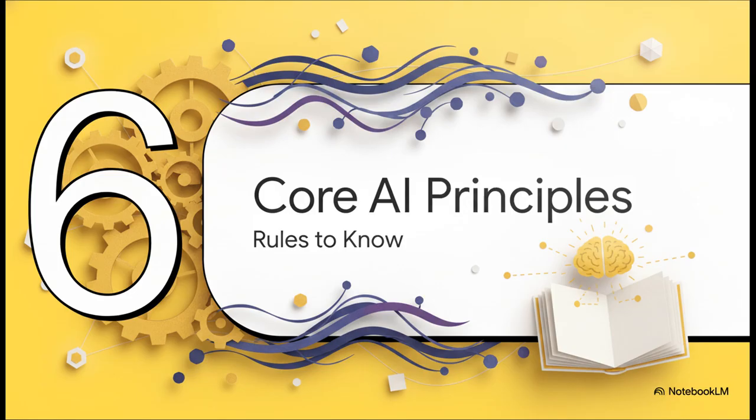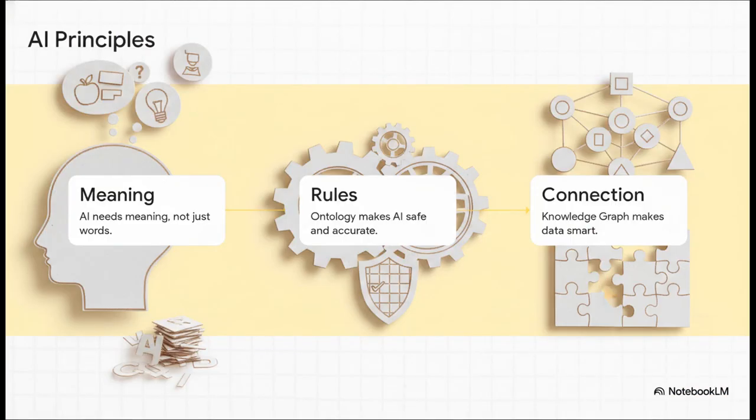Section 6. Core AI Principles. Rules every beginner must know. As we reach our grand finale for today's explainer, let's look at the golden rules that make artificial intelligence actually, well, intelligent. Step 1. AI needs meaning, not just words. Without meaning, it's really just a giant, confused dictionary. Step 2. Rules, which is our ontology, make AI safe and accurate. They stop the computer from making those silly tomato mistakes. Step 3. Connected data, our knowledge graph, is smart data. When we connect facts together, AI can actually solve big problems and help us out in our everyday lives.